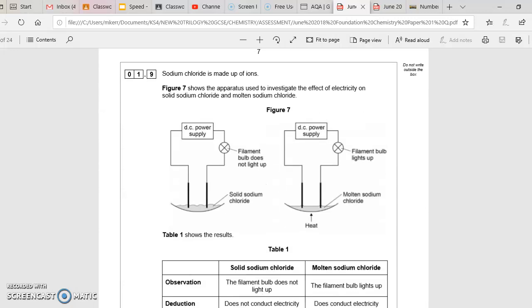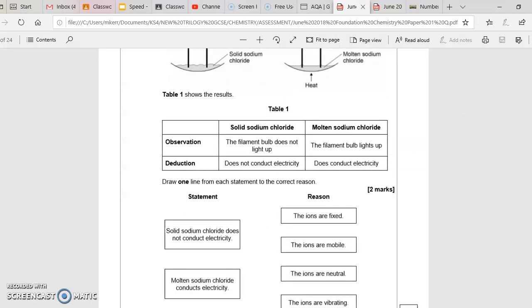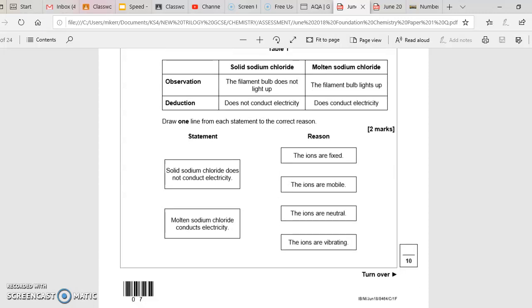Question 1.9. Sodium chloride is made up of ions. Figure 7 shows the apparatus used to investigate the effect of electricity on solid sodium chloride and molten sodium chloride. We've got here, filament light bulb does not light up, and here, filament light bulb does light up. Draw one line from each statement to the correct reason. Please pause your video and answer.